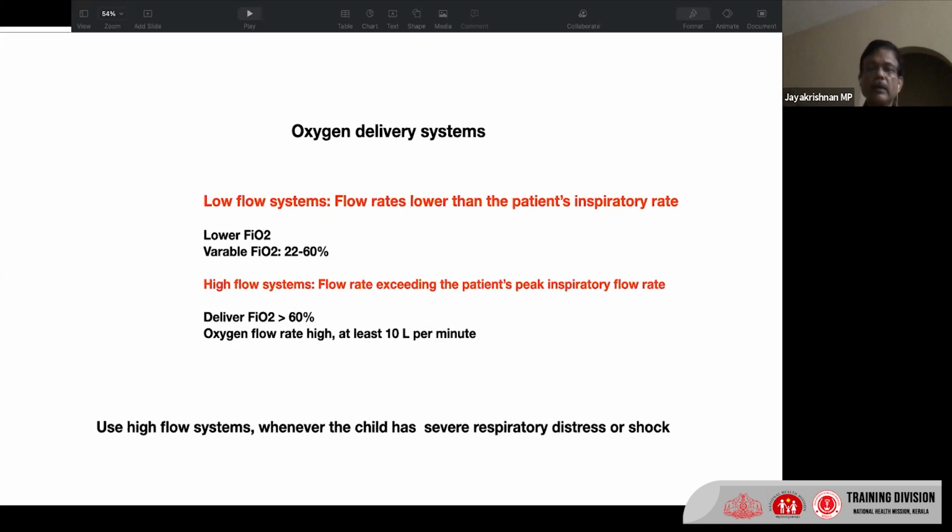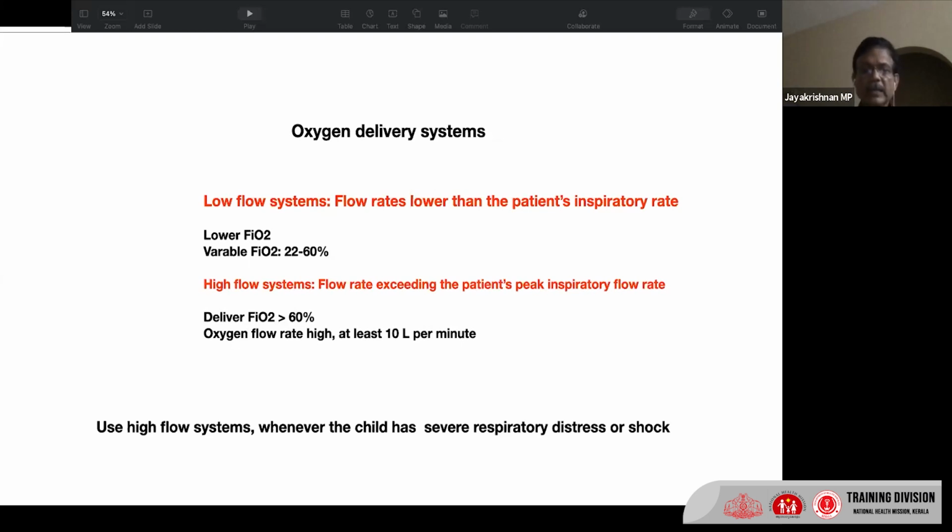And they deliver FiO2 that is more than 60%. So oxygen flow rate is high, and the flow rate has to be at least more than 10 liter per minute. You can actually adjust it. We will discuss the devices where you can give high flow oxygen, and also devices where low flow oxygen can be given.